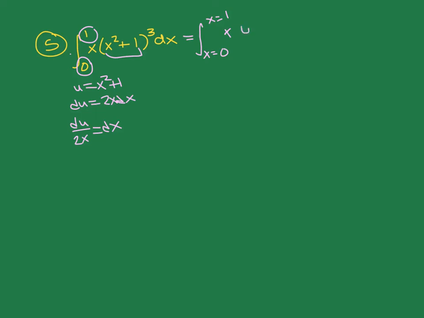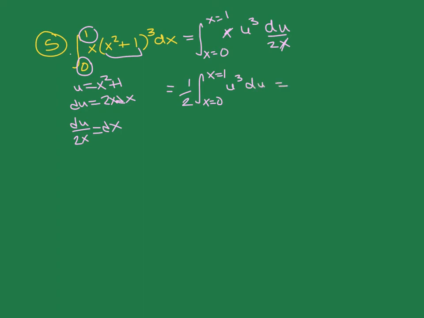We get x times u to the 3rd. The dx is going to be replaced with du over 2x. Remember that 2 can be pulled in front as a 1/2. The x's inside are going to cancel out. Then I'm going to be left with x equals 0 and x equals 1 as my constraints. I have u cubed times du.